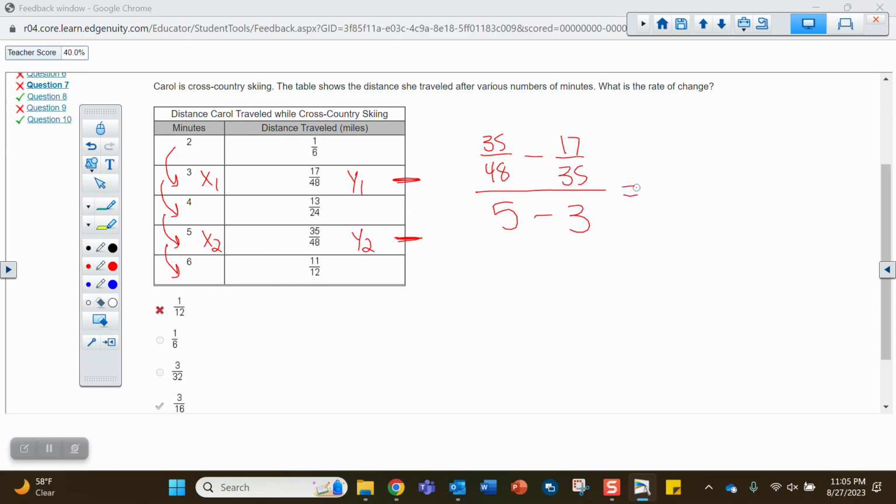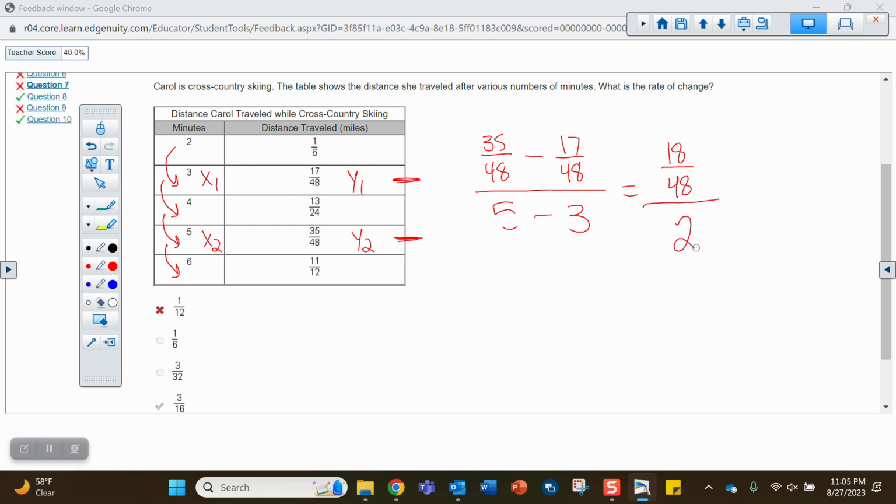So I don't need a common, oh, I don't know why I wrote 35ths. That's supposed to be 48ths. There we go. 35/48 minus 17/48. So I'm going to grab my calculator to help me a little bit here. 35 minus 17 is 18, so I get 18 over 48 all over 2.